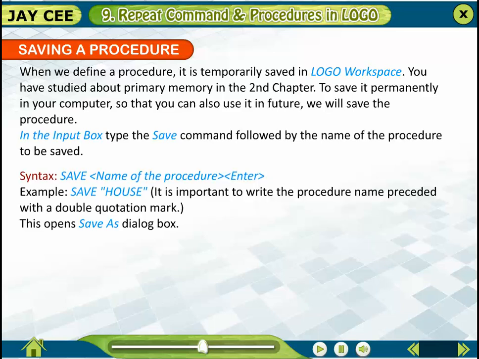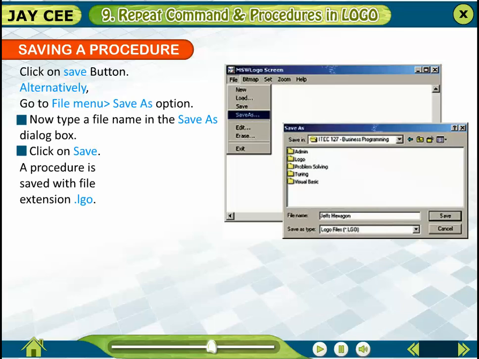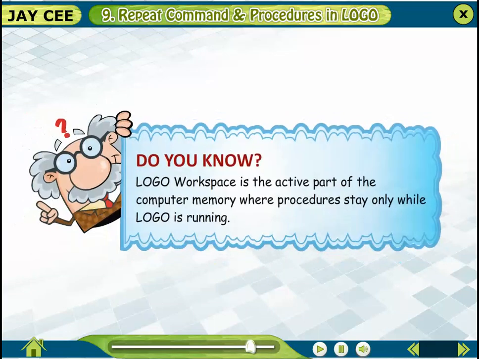This opens the Save As dialog box. Click on the Save button. Alternatively, go to the File menu, Save As option. Now type a file name in the Save As dialog box. Click on Save. A procedure is saved with file extension .lgo. Do you know, Logo Workspace is the active part of the computer memory where procedures stay only while Logo is running.